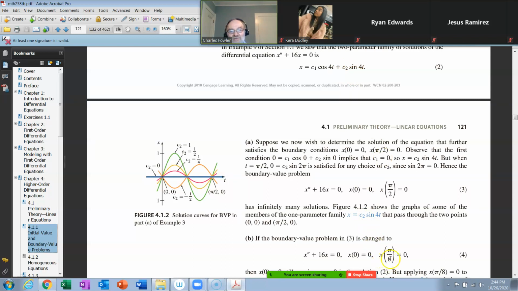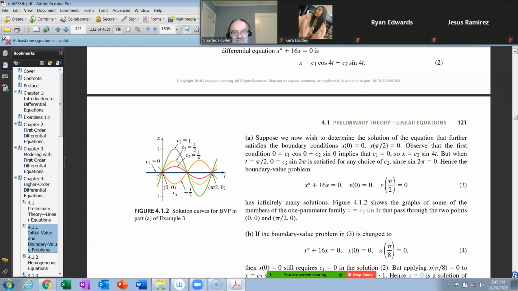But then when t is equal to pi eighths, it's this very same thing, only now it's pi eighths, and you plug that in. You get that 0 is equal to c2 times the sine of 4 times pi eighths. Well, 4 times pi eighths is pi halves, and the sine of pi halves is always 1. Then you have that c2 has to be 0 as well. What that produces is that neither one of your C's can be nonzero, they both have to be 0. The only way you can have a solution is for both C1 and C2 to be 0.